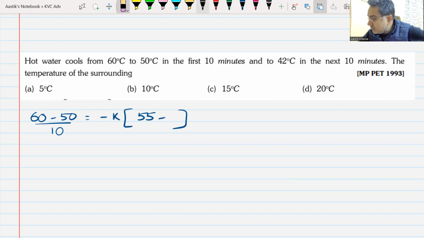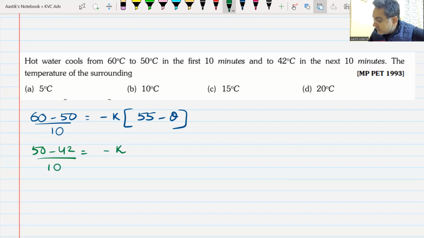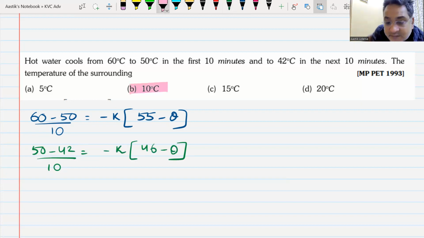Minus theta, the temperature of the surroundings. 50 minus 42 divided by 10 equals minus K times (50 plus 42) by 2. I think the average will be 46 minus theta. From here, you can calculate the value of theta. I think the value of theta is coming as 10 degrees Celsius. Do you get this? Yes or no?